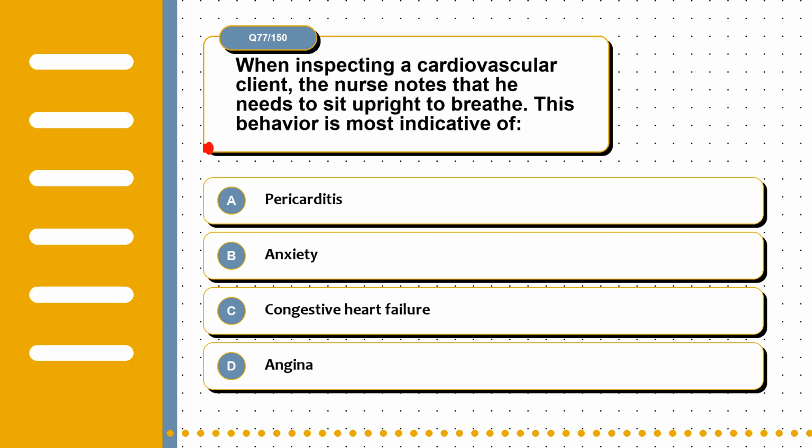Question 77. When inspecting a cardiovascular client, the nurse notes that he needs to sit upright to breathe. This behavior is most indicative of. Here are the options. Option A, pericarditis. Option B, anxiety. Option C, congestive heart failure. Option D, angina.